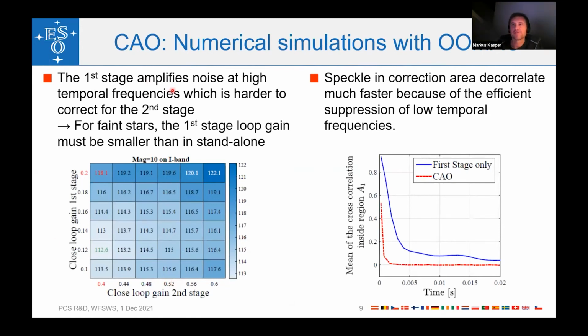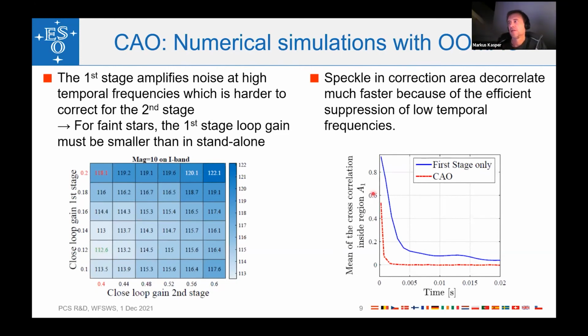So here's a noise amplification. If you would have the first stage standalone, then an integrator gain of the first stage of 0.2 would be optimum in a high noise case here. But if you have the second stage as well, to get the best overall performance, you have to reduce the gain of the first stage. So you have to put it instead of 0.2 to 0.12 to not amplify noise at high frequencies where the second stage cannot correct for it anymore.